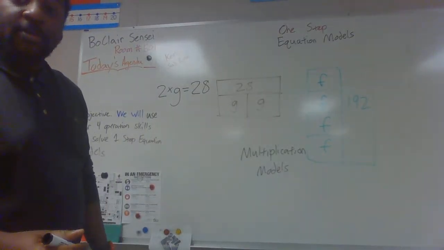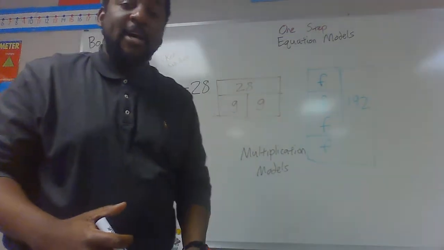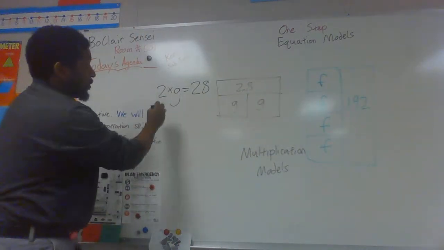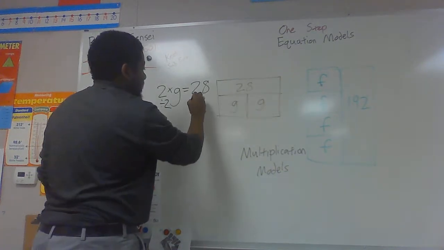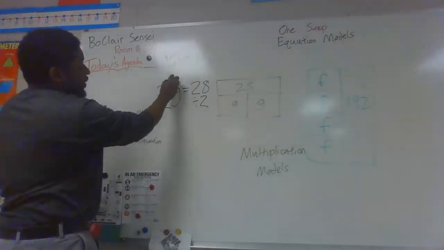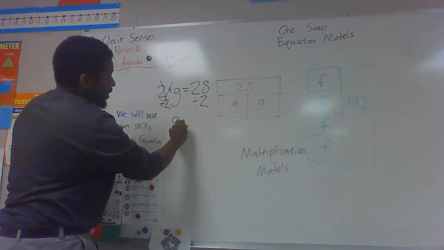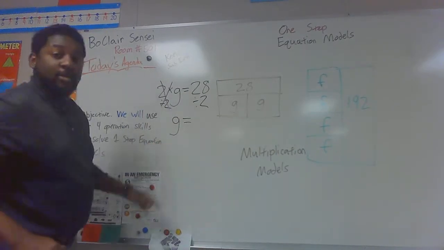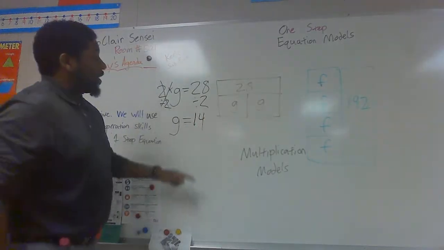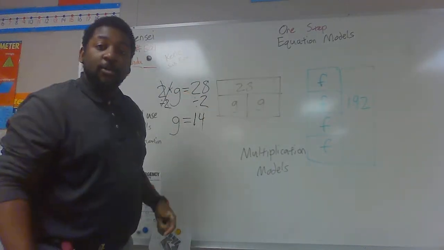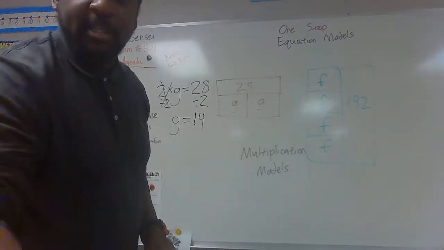To solve this model, you do the opposite operation like we've been practicing. The opposite of times 2 would be to divide by 2, and you divide by 2 on both sides. So these would cancel here. I get just g is equal to 28 divided by 2, which is 14. So the answer to this model is g equals 14.